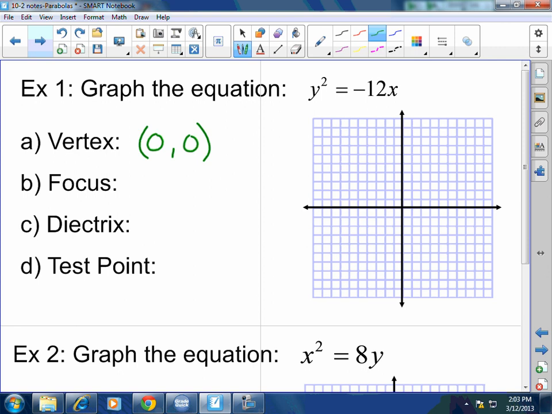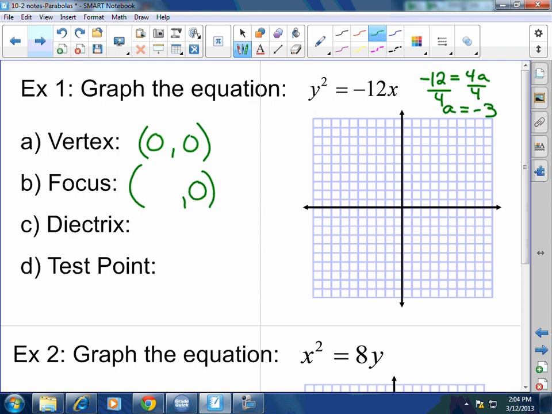h plus a, comma, k, right? So remember what I said: when it's y squared, the vertex k will be the focus k. And what is my x value going to be? Negative 12 equals 4a. Divided by 4, a equals negative 3.